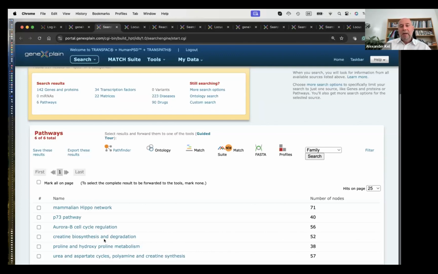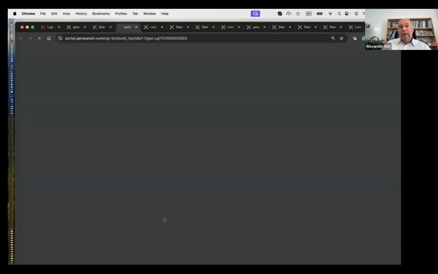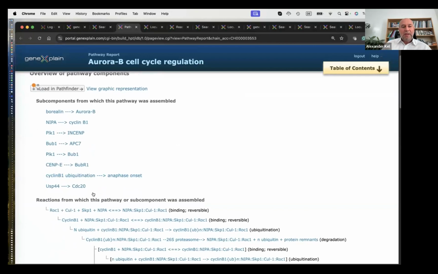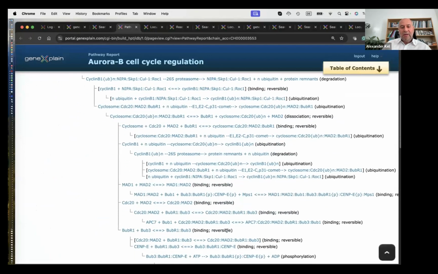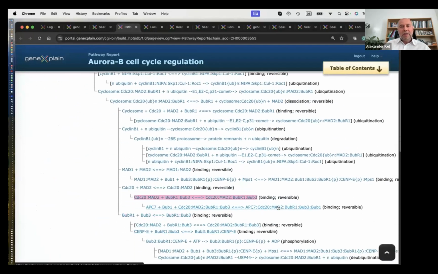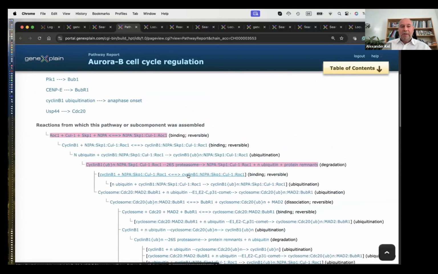So the pathways which are canonical, if you have a look, for instance, at the Aurora B cell cycle regulation pathway. You see, this pathway is quite big. It is represented in a number of reactions. You see, it's really detailed, and that's a difference to many representations of pathways you may find in other resources where it's just a picture or maybe just a graph. Here, each individual reaction is described in very many details. But this is still a collection of reactions.